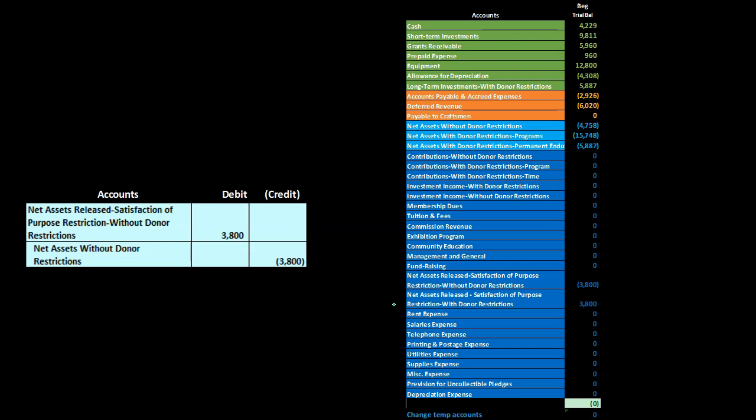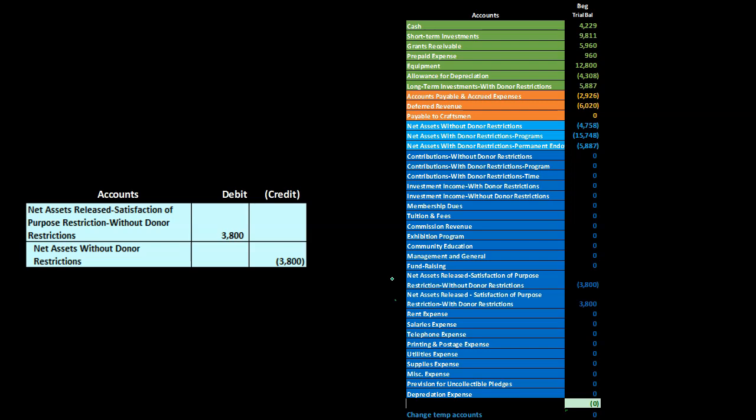So that means that if you read these very long accounts, it might be easier to read over here. Net assets released, satisfaction of purpose restriction without donor restrictions. And then the other account is going to be the same name, with donor restrictions. You'll recall the one without donor restrictions is always going up in the credit direction, because we're always taking something that was once restricted and now unrestricting it, moving it from the one with restriction to the one without, increasing the one without.